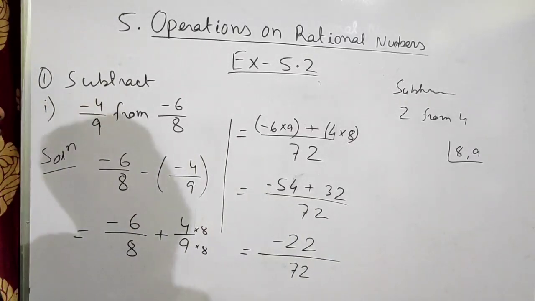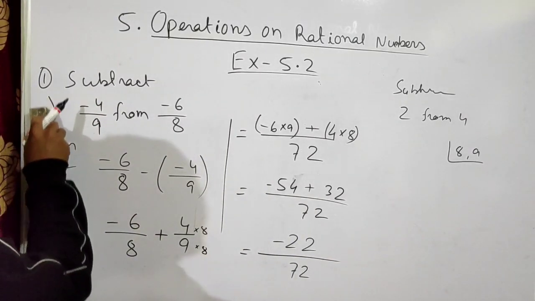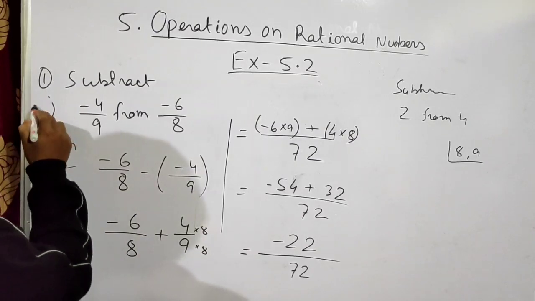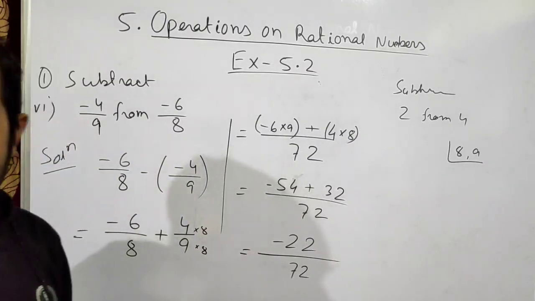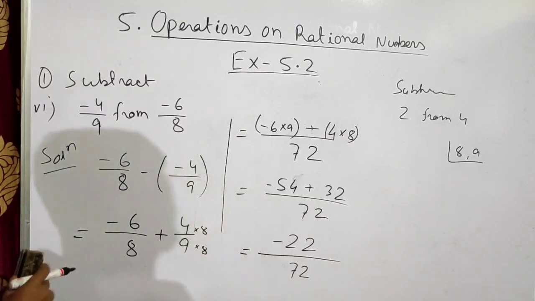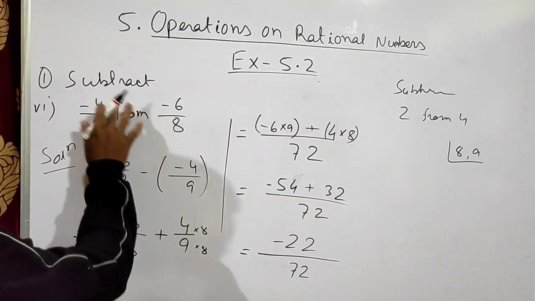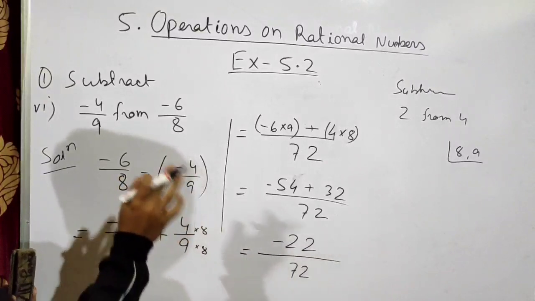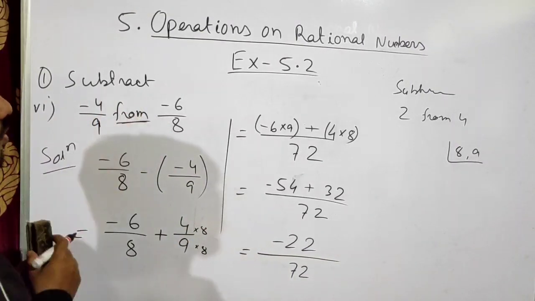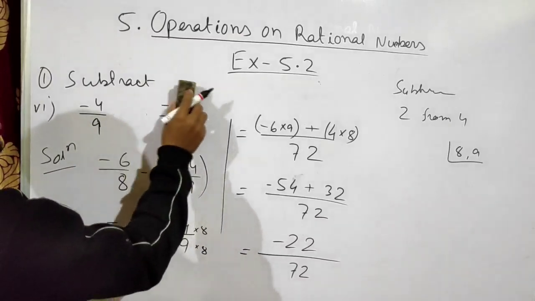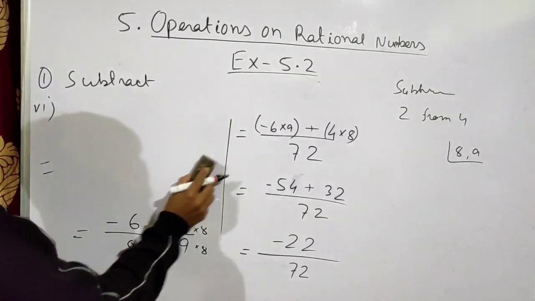That is question number 6. Okay, Roman number 6, sorry. Roman number 6, we have minus 3 by 7 from 4 by 21. Okay, earlier was what? Only subtract this and that. Okay, now we have this. We have introduced "from" in the question, isn't it?